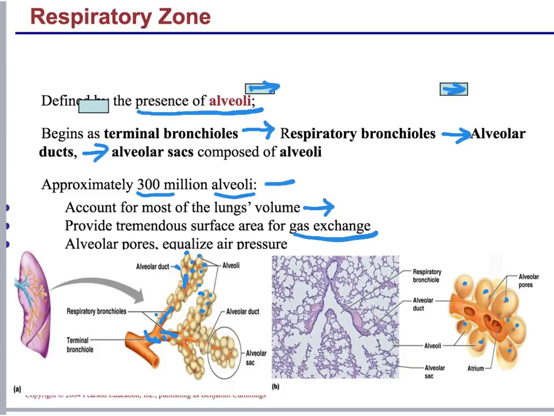Not only that, it's really important to understand that we also have tiny little holes in between alveoli. So alveoli are not completely isolated from each other; these tiny holes, called alveolar pores, allow air to pass through from one alveolus to the next, to the next. This image shows us the branching of the respiratory passageways and what signifies the respiratory zone: the presence of the alveoli.